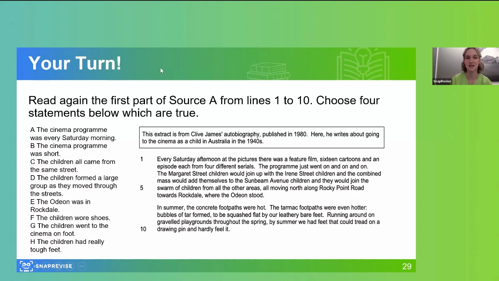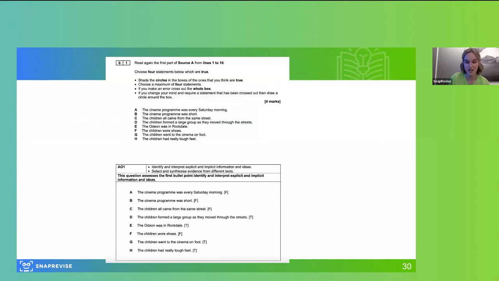Is there anything that indicates that that statement is true or false, that they had rough feet? Yes, exactly. So it is true. Again, next to the bare feet, it says leathery. Leathery has connotations of being really tough. So yes, the children had really tough feet. As you can see, this question shouldn't take you too long. It's quite self-explanatory, and as long as you understand and can make appropriate inferences, as you can see from the marking scheme, then you will be absolutely fine with this question.